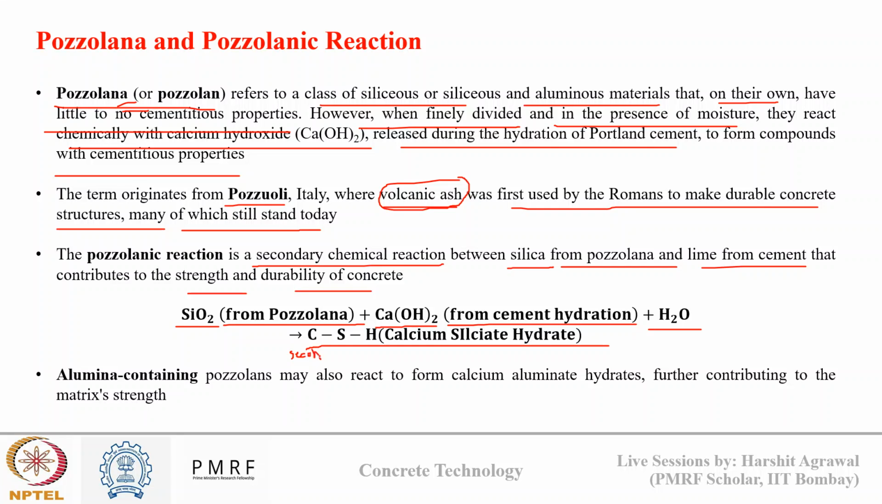We generally say it as secondary CSH. Primary CSH is produced by OPC when it reacts with water. Instead of silica, the alumina that is there in pozzolana also reacts with the calcium hydroxide to form calcium aluminate hydrate, which can further contribute to the cement matrix strength. So this is how a pozzolanic reaction occurs when I add SCM to a Portland cement.